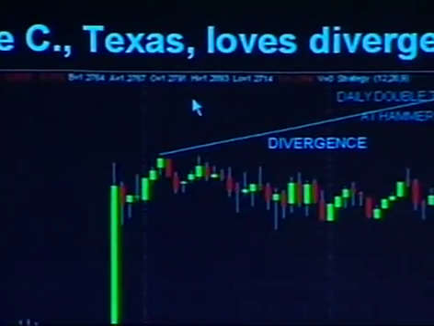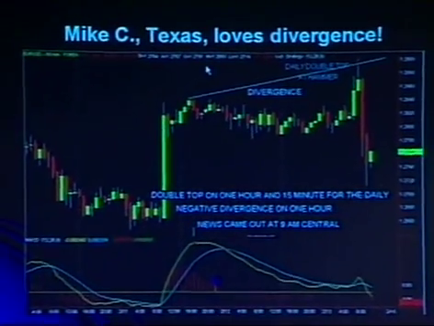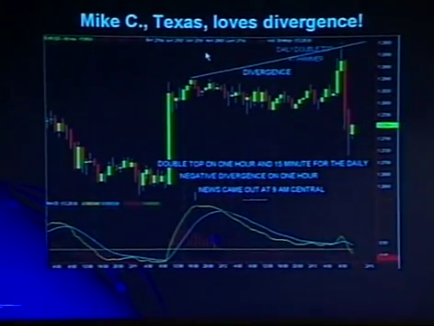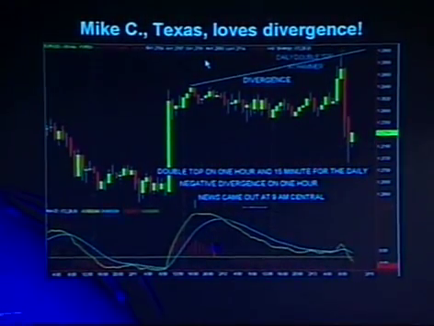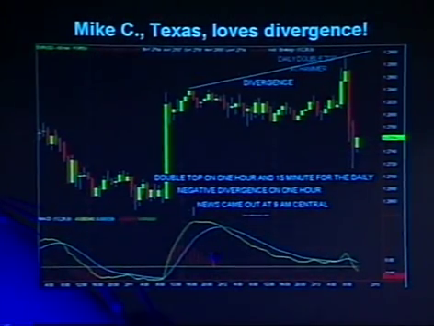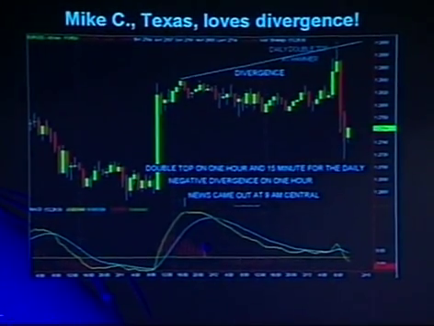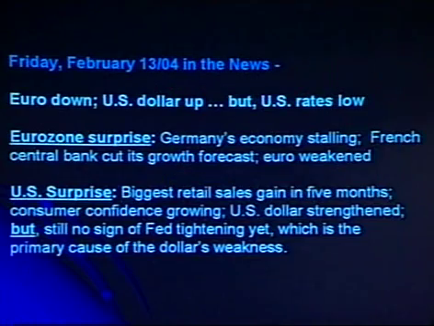I only include this chart because Mike Clements is a pastor in Texas, and he's taken it upon himself to become the MACD expert on the planet, and he loves MACD divergence, and he constantly sends me these examples, and I love him for it because it shows me that he's deadly serious about this business. He's shown me some things I didn't know before.